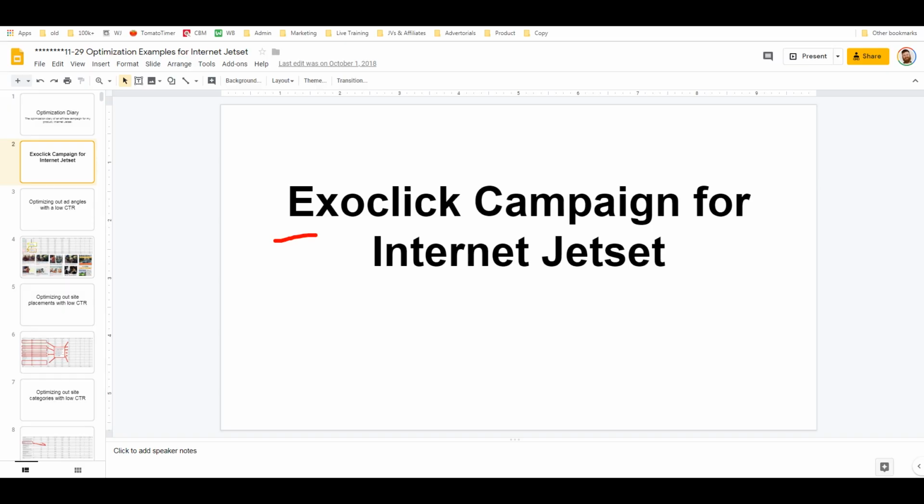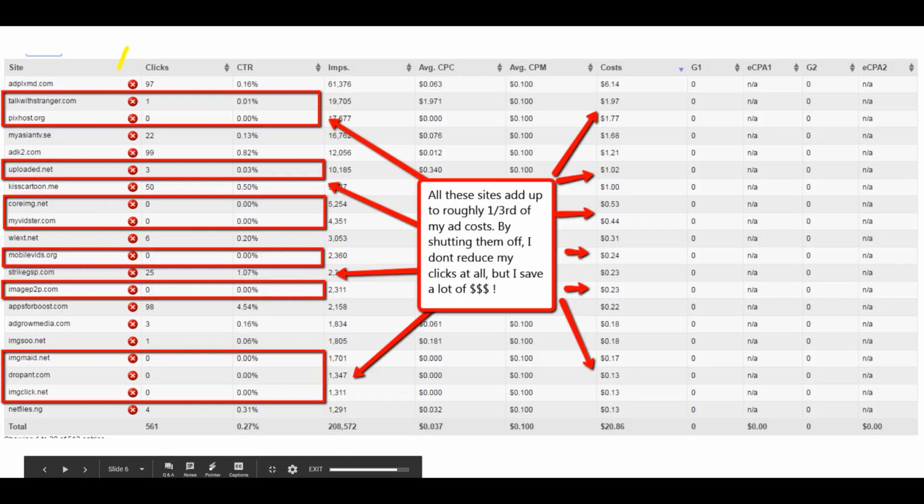You'll see I kind of detailed things by the ad networks I used. Exoclick is an adult ad network. Internet Jet Set was my product. Now here's an example of the sites that my ads were showing up on Exoclick. Now Exoclick is a fairly cheap ad network. They're very affiliate friendly. It's almost all affiliates advertising on their platform. Very loose on restrictions, and they show on a lot of porn sites and torrent sites and what have you.